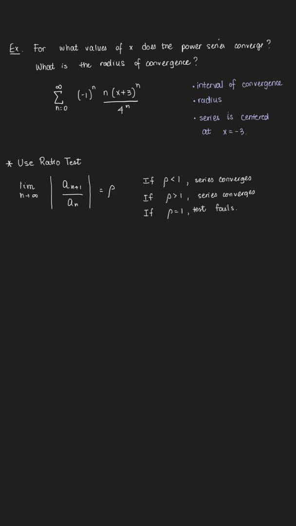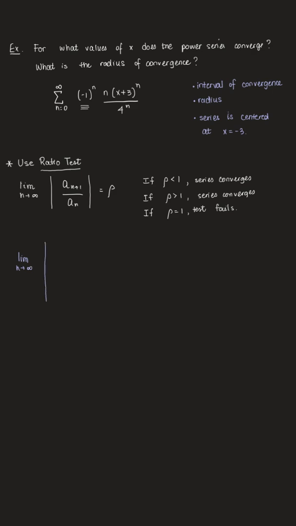I'm just going to make a note that since the ratio test uses absolute value, we don't need to worry about the negative 1 to the n because absolute value of negative 1 is 1. So we won't need to worry about that part of the nth term of the series. So let's go ahead and set this up. And we're going to write our limit as n approaches infinity.